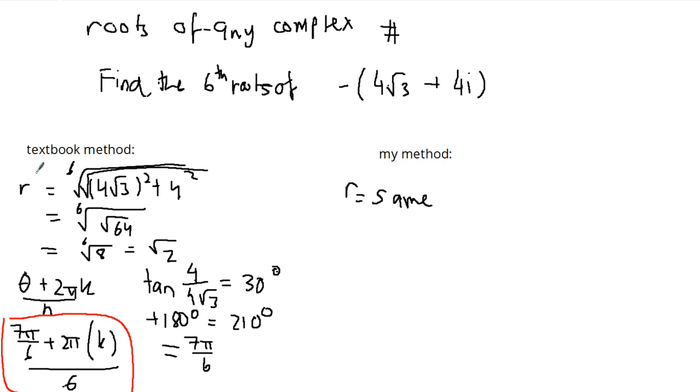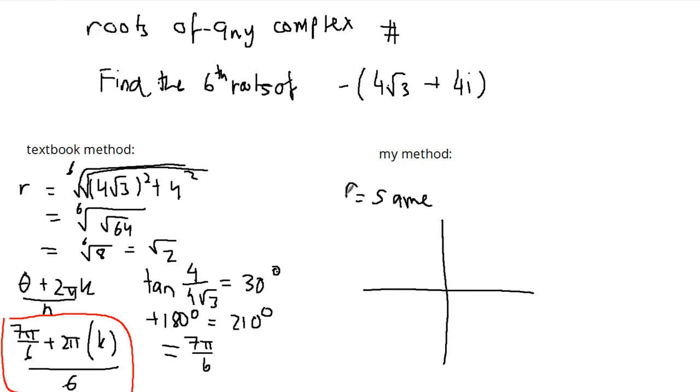So whenever you multiply it 6 times, it becomes back to the original, and our magnitude is square root of 2. So the vector ends up being square root of 2 times sine of this junk divided, plus i times the cosine of this junk, right? So my method's the same thing. I'm not going to try to do something different.